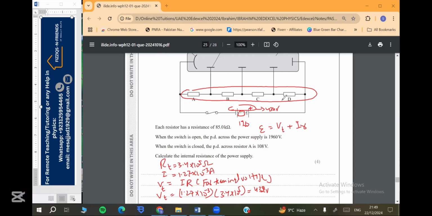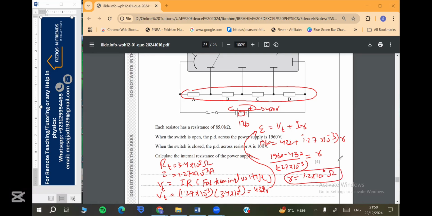And finally, you have everything to calculate internal resistance. So E is 1960, VT is 432, plus I is 1.27 into 10 raised to the power minus 3 into r. And from here, 1960 minus 432 over 1.27 into 10 raised to the power minus 3 equals internal resistance. Calculating all of it, we get 1.2 into 10 raised to the power 6 ohms, which is a massive internal resistance.